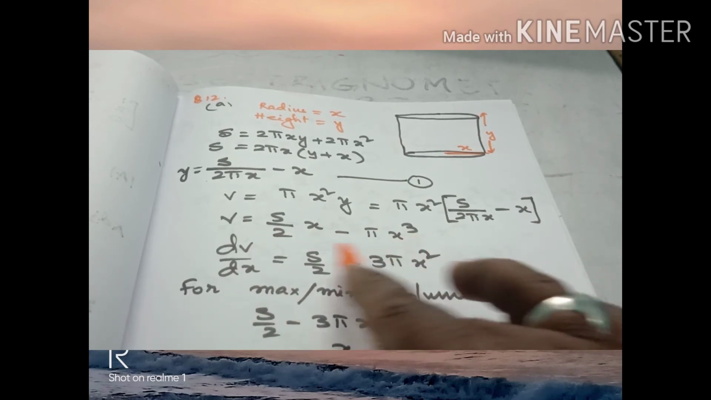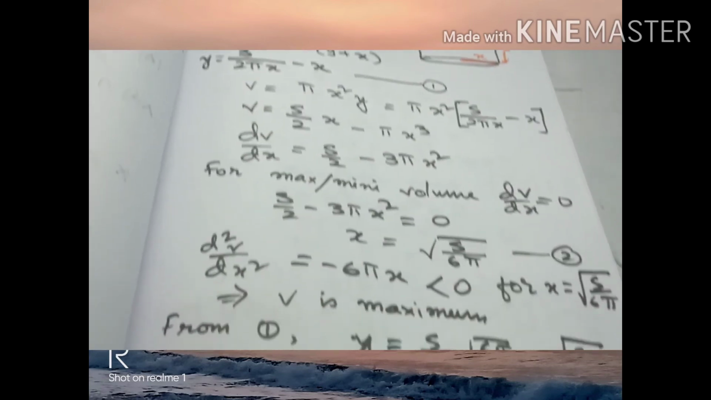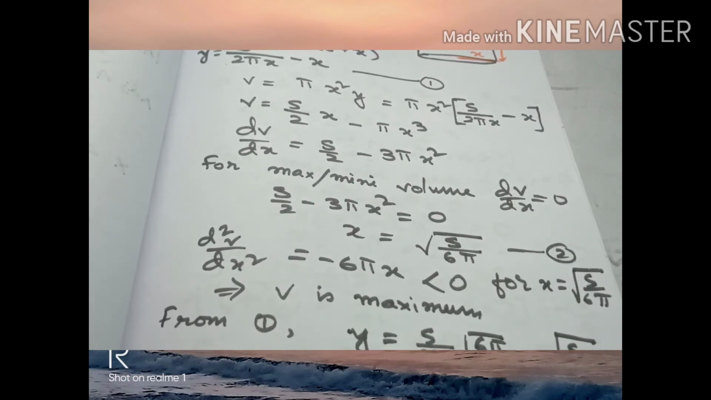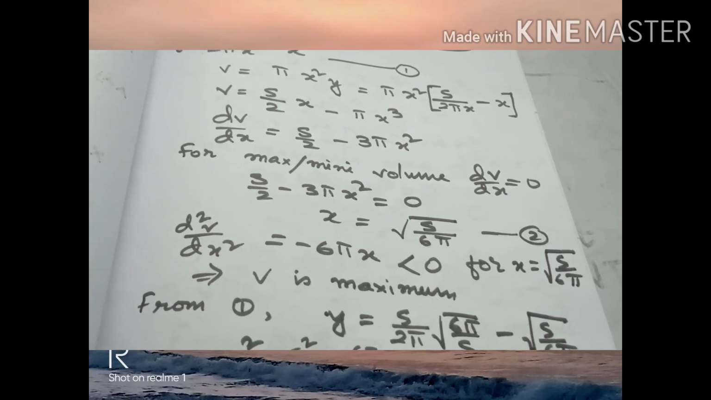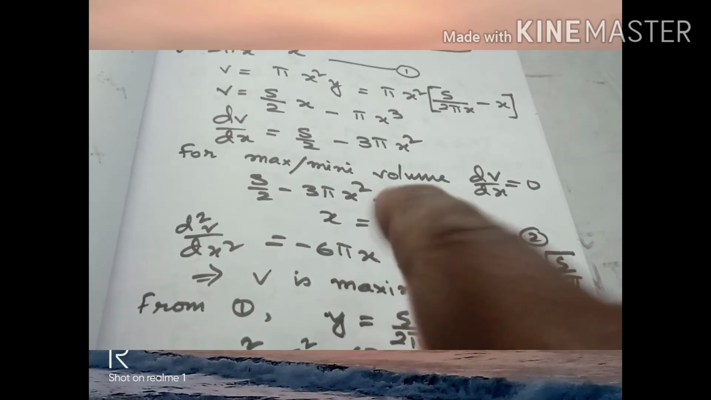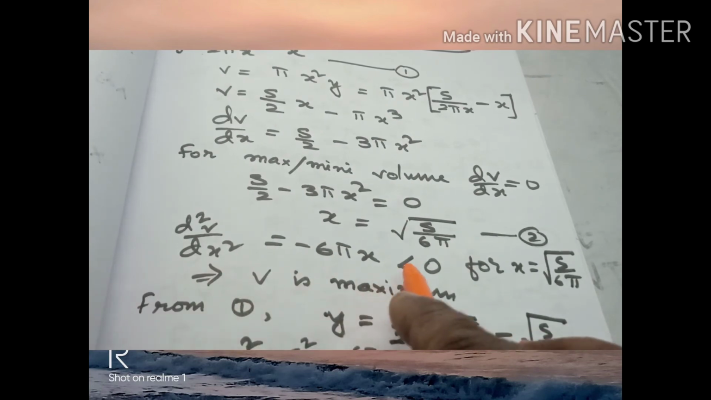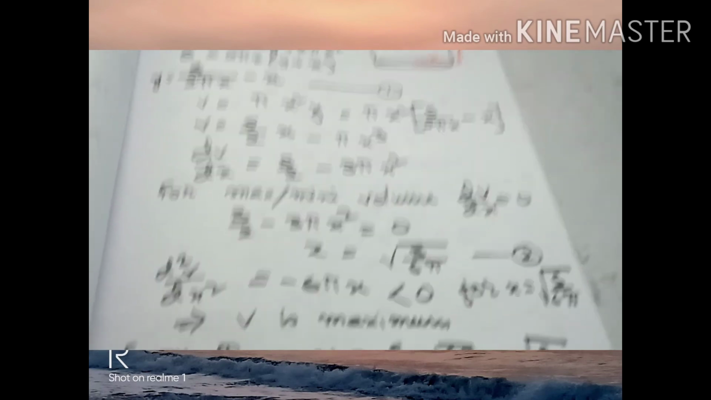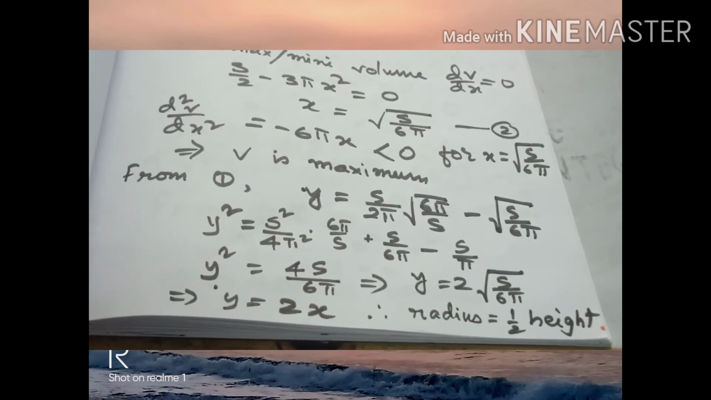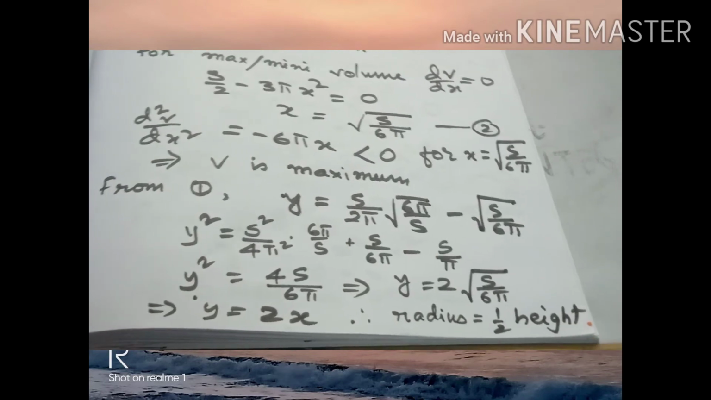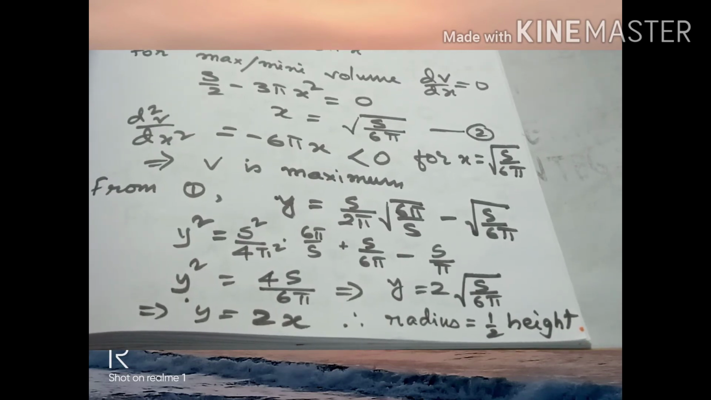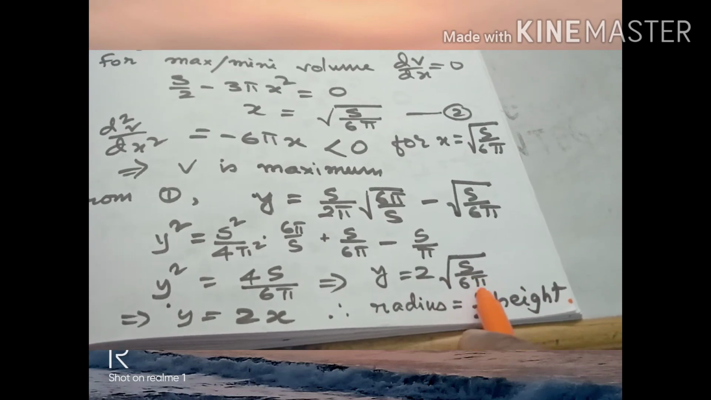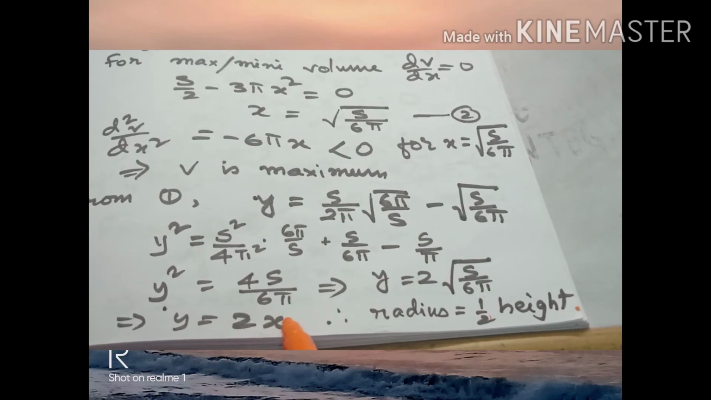We get V in simplified form, and dV by dx we calculate in order to find the maximum and minimum. So dV by dx is 0 for maxima and minima. So x we get in terms of S and pi. Then the second order derivative we have to calculate in order to show that it is maximum. We get a negative value, since it is maximum. Finally we put the value of x in equation 1 and we calculate to get y this much, and this is x, so we write y is equal to 2x.